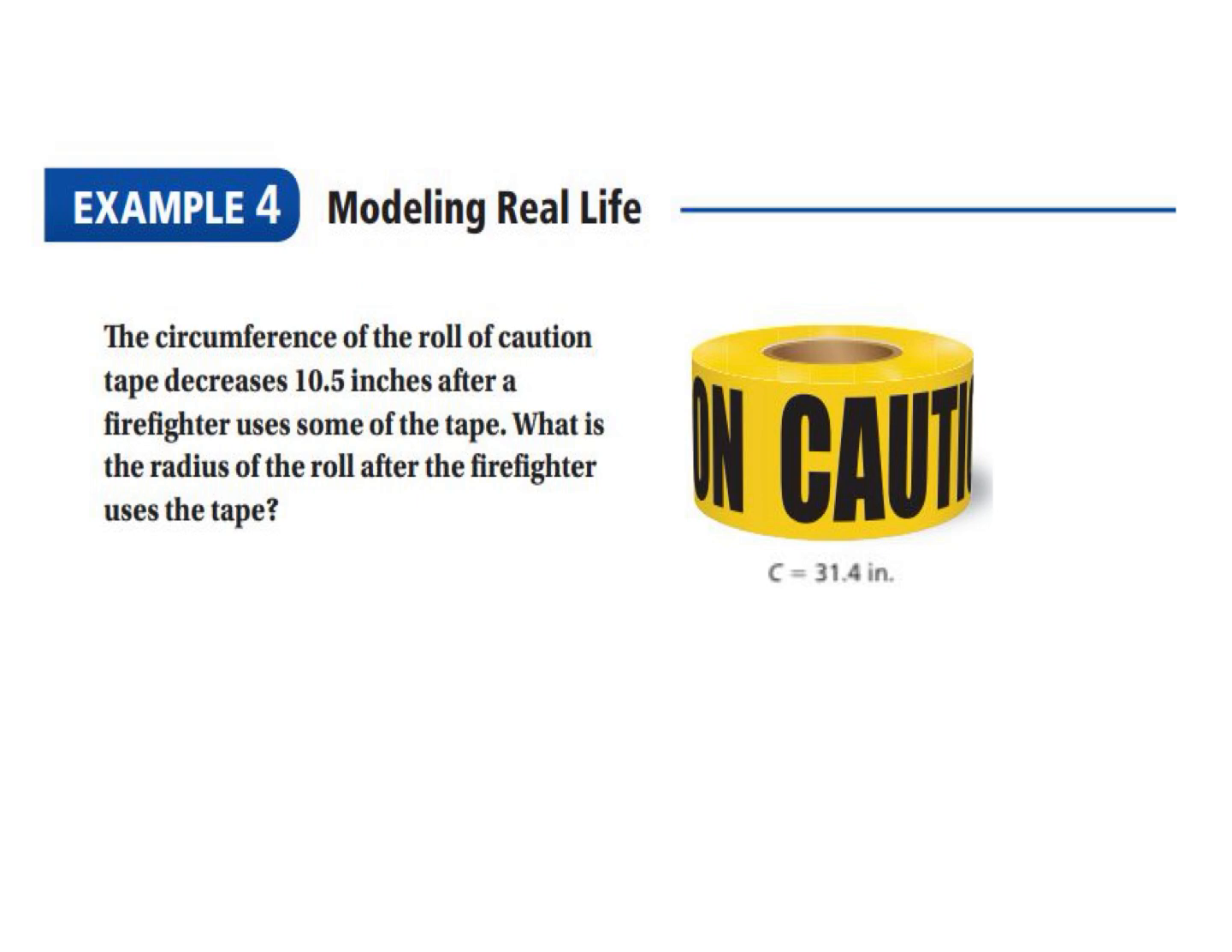So in example 4, it says that the circumference of this roll of caution tape decreases 10.5 inches after a firefighter uses some of the tape. What is the radius of the roll after the firefighter uses the tape? Now, when we think about this, I see that I'm looking for a radius. That's what's missing. And I have circumference. So if I think about what equation uses both circumference and radius, we end up back at this: circumference is equal to 2 times pi times r.